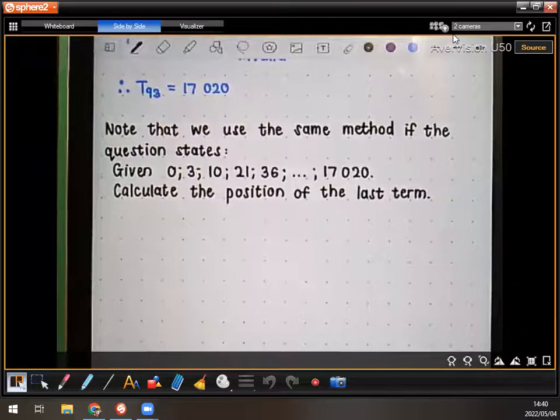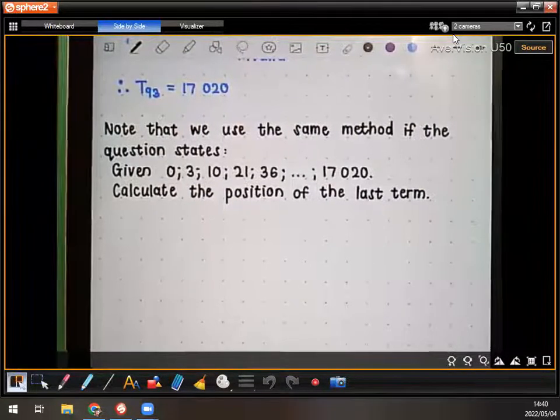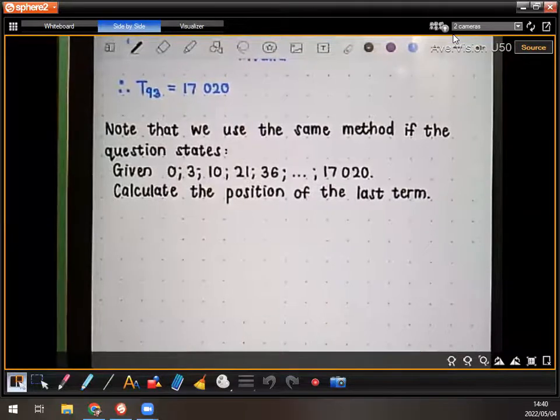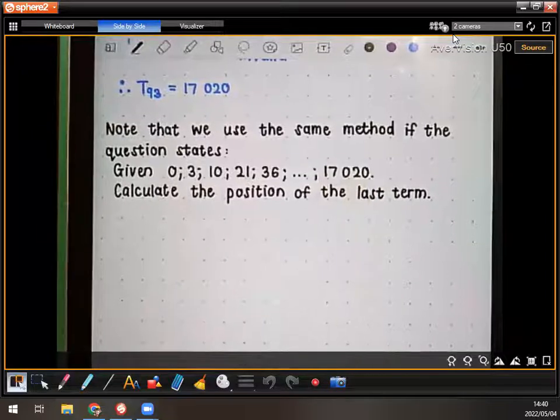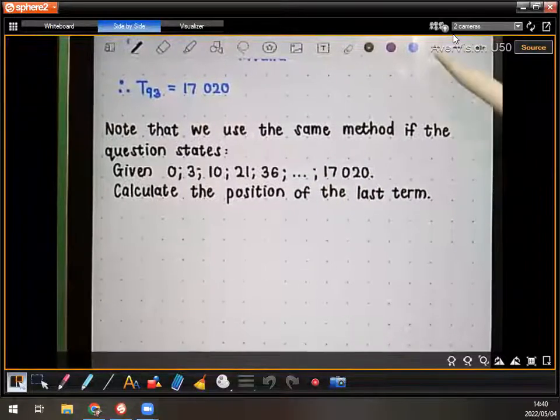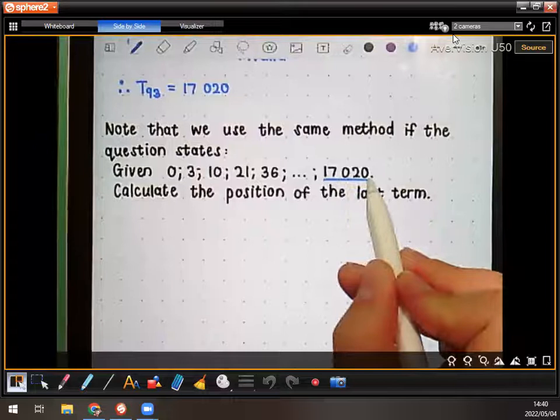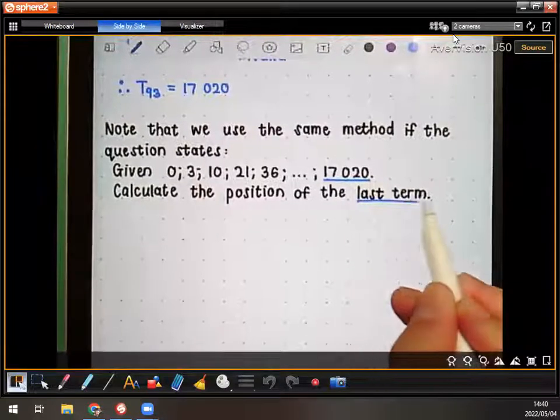So guys, the fact that there is no dot dot dot after that 17,020 is showing us the number pattern stops there, it doesn't carry on further. So they just say calculate the position of the last term, the term where it stops, where there's no dot dot dot in here. That is the last term, 17,020.